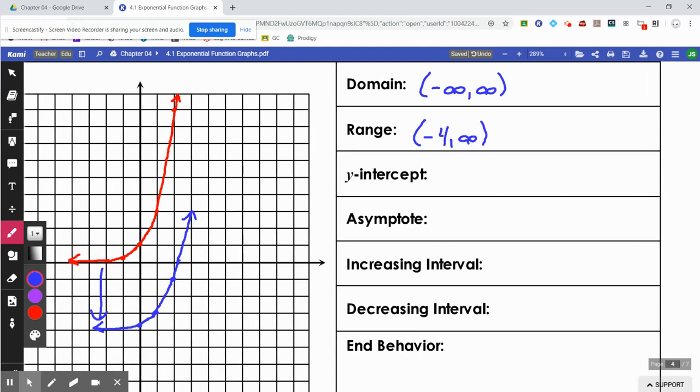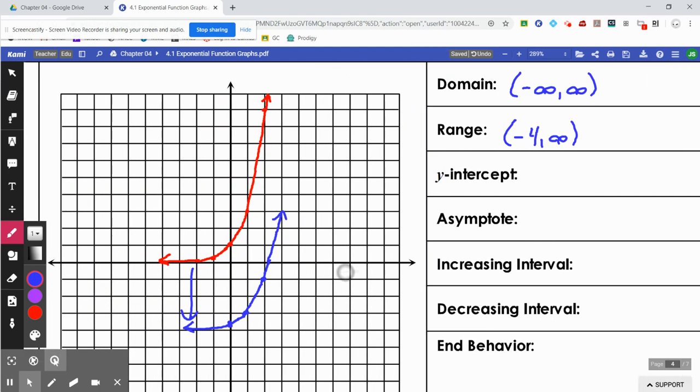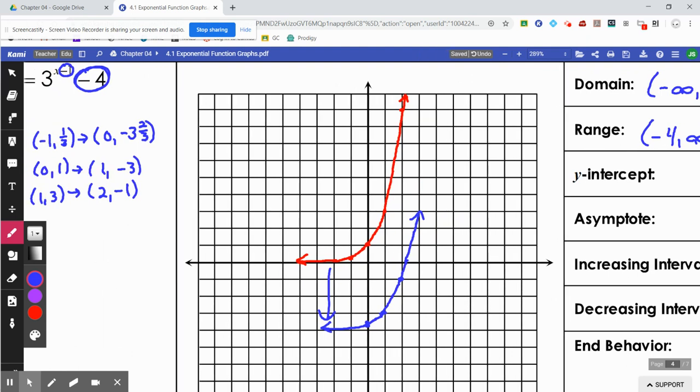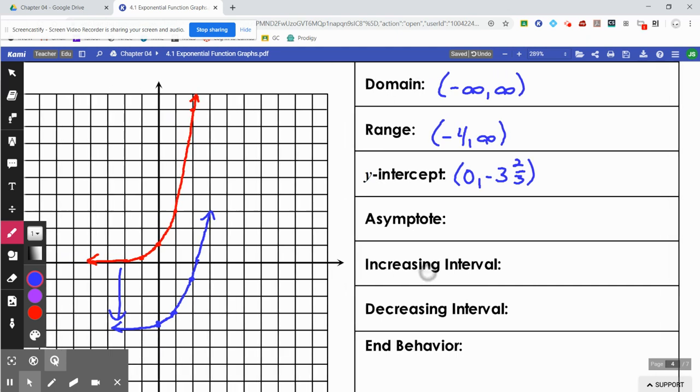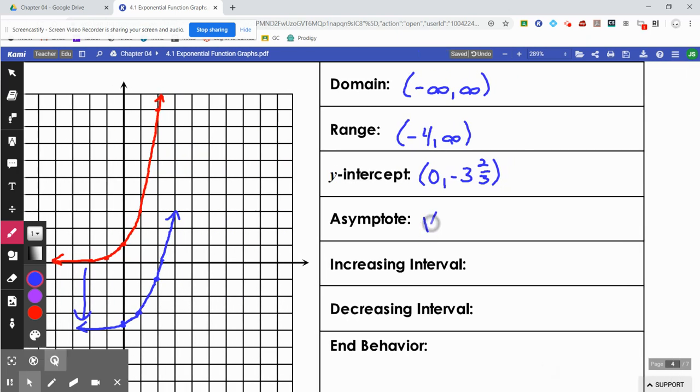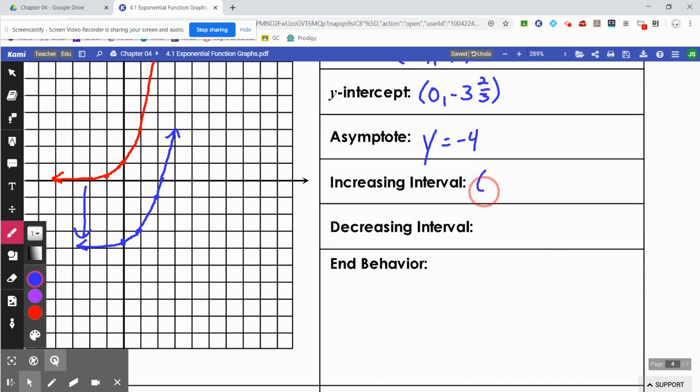Our y-intercept is now right here, and that would be located at 0, -3 2/3. And if we didn't know that, we could actually just plug in 0 for our x value. Our asymptote line, again, is at y equals -4 now because it got moved down 4. This function is constantly increasing, and it is never decreasing.